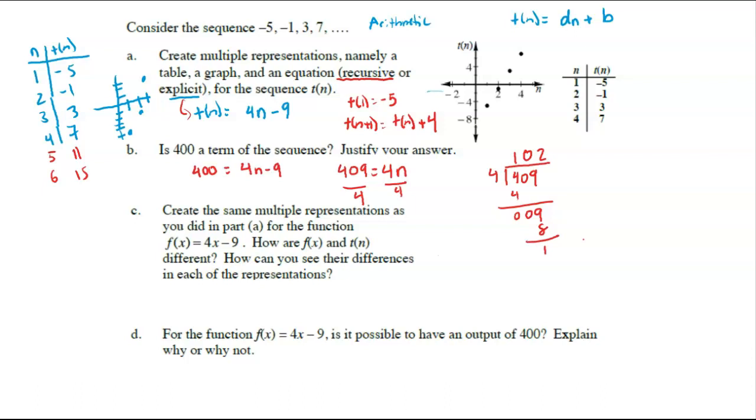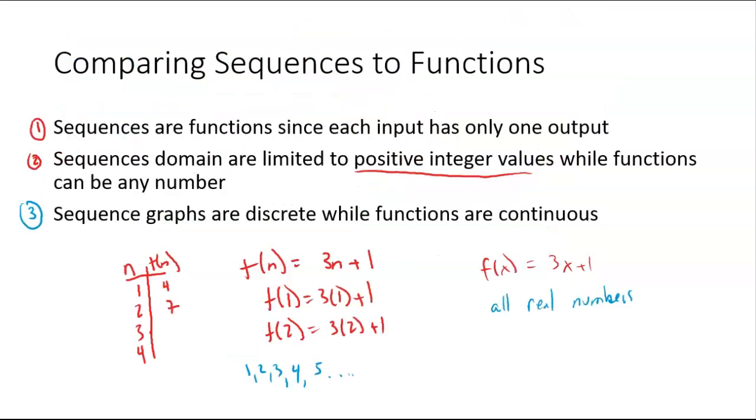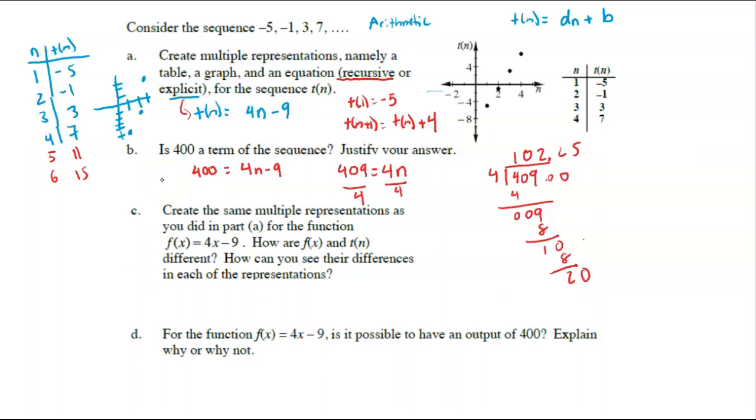And then we'll put in the decimal place and bring down 0. 4 goes into 10 2 times. We get another 0, so 4 goes into 20 5 times. So we get 102.25. That is not a positive integer, right? So that's not a positive integer, which means that 400 is not a part of our sequence. So we say no, and the reason is because it's 102.25.